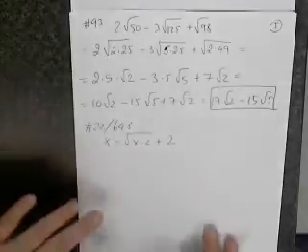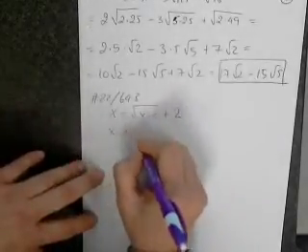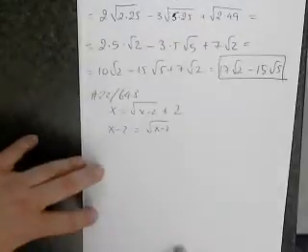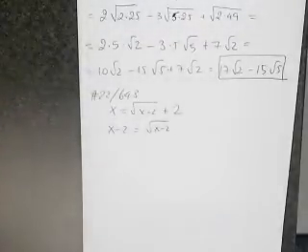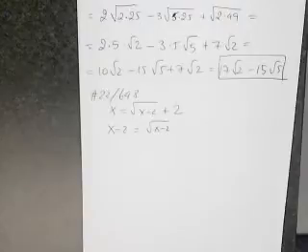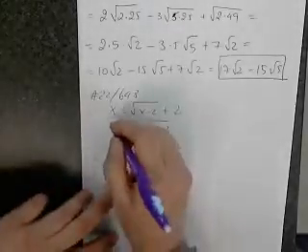Say it again. Subtract 2. Exactly. X minus 2 equals the square root of x minus 2. Excellent. What do I have to do next? Square to get rid of this one. I have to square both sides. Very good.